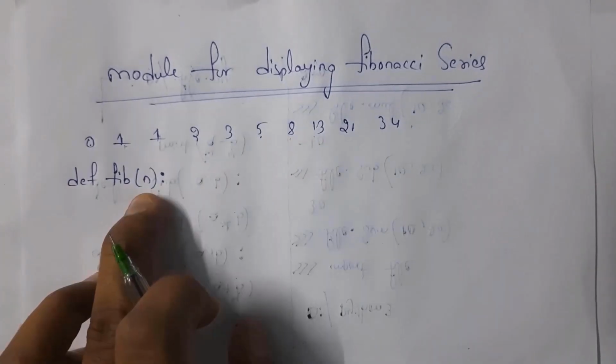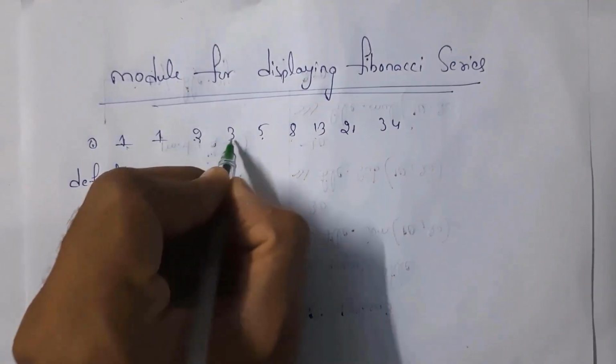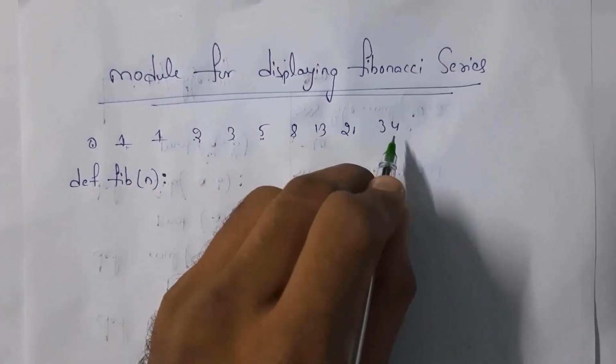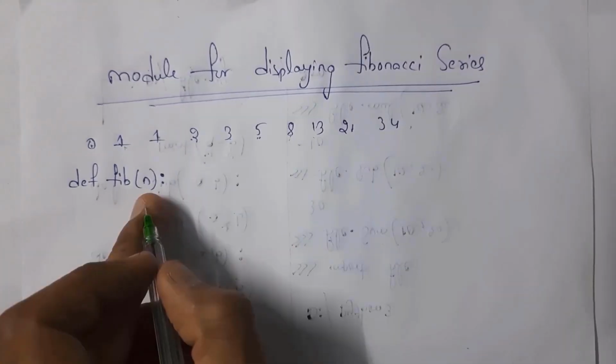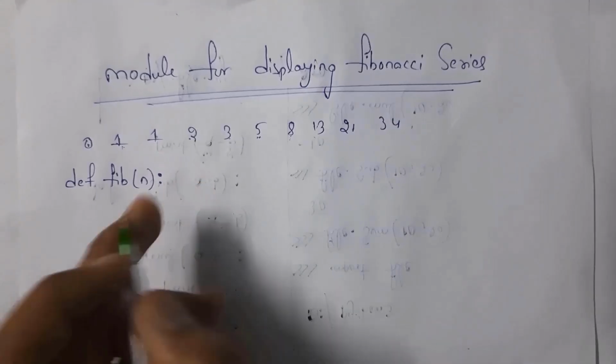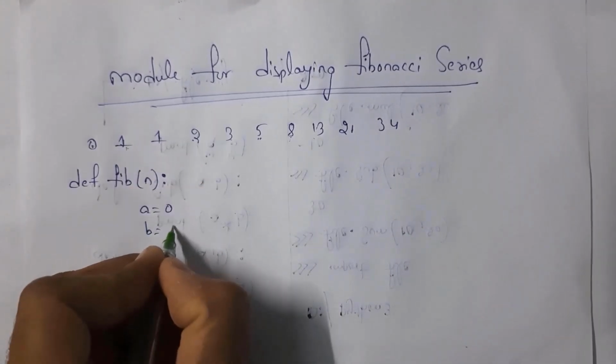For example, if I give the n value as 10, it will print 10 times: 1, 2, 3, 4, 5, 6, 7, 8, 9, 10. Whenever I write 10 here, it will print 10 values. After importing this module, we will give this n value. So I just wrote here n. Starting two values are 0 and 1, so I just wrote a equal to 0 and b equal to 1.